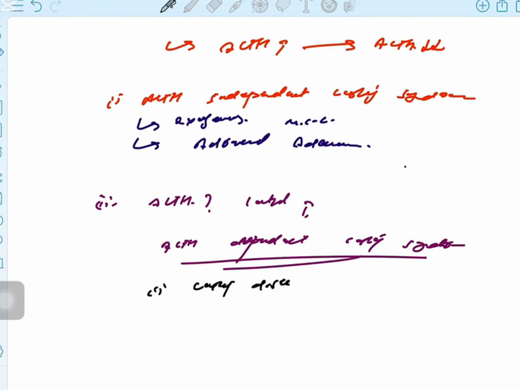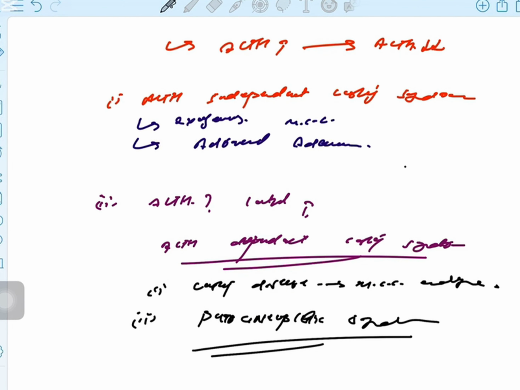So if someone asks you what is the most common cause of endogenous Cushing syndrome, we will say it is a pituitary tumor. Number two, what other cause, guys? Another cause of ACTH dependent is maybe paraneoplastic syndrome. I hope everything is clear for you guys, crystal clear.